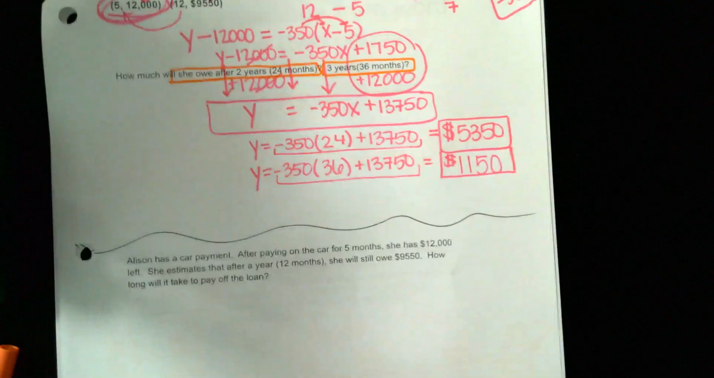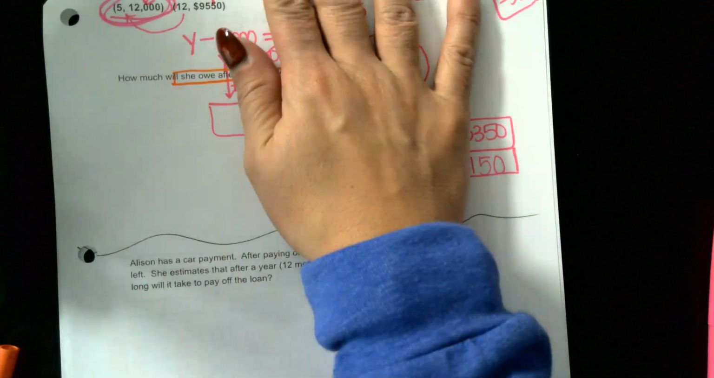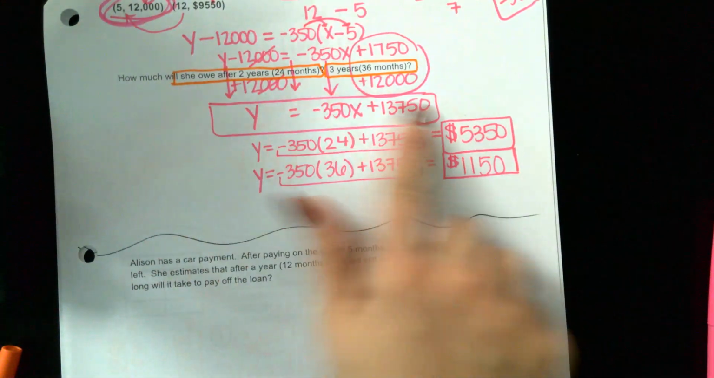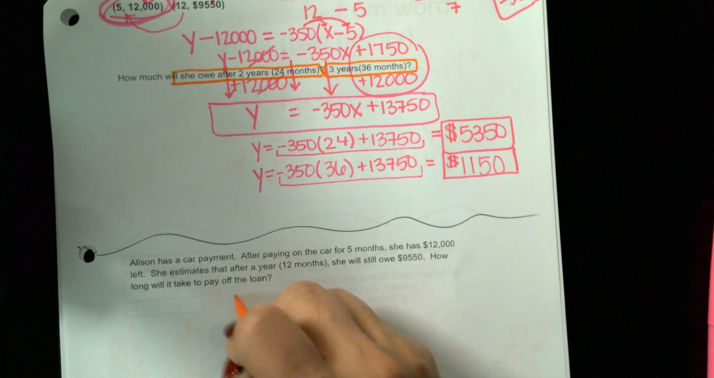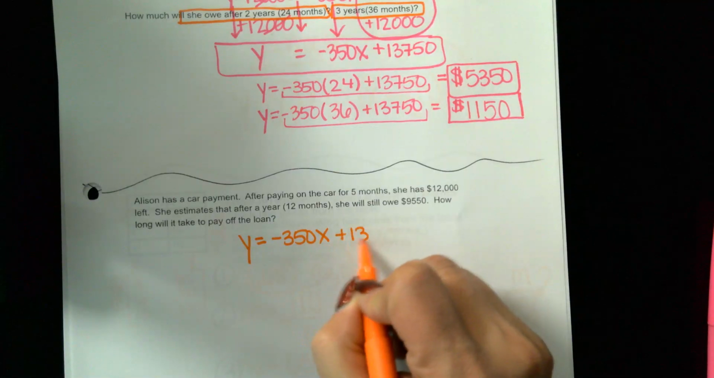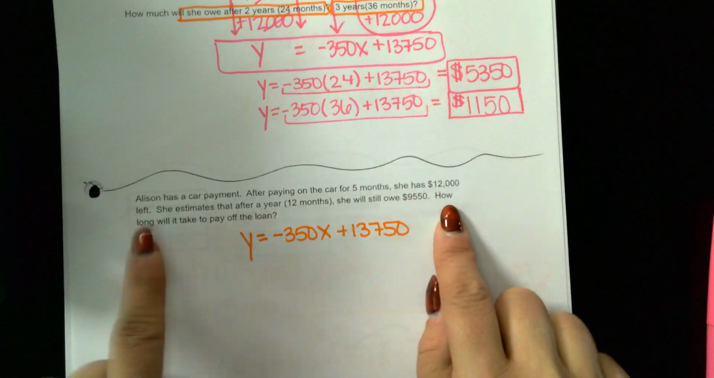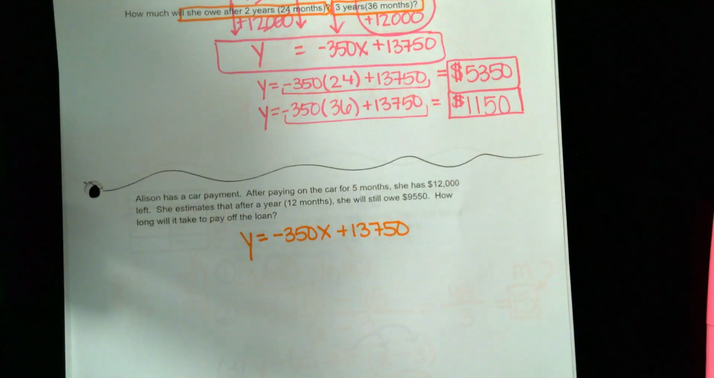All right, this bottom question. This bottom one still goes with this problem. So we're still going to use this equation. So I'm going to write it back down here. The y equals negative 350x plus 13,750. It says at the very end, how long is it going to take to pay off the loan?